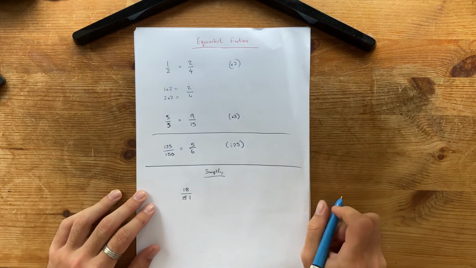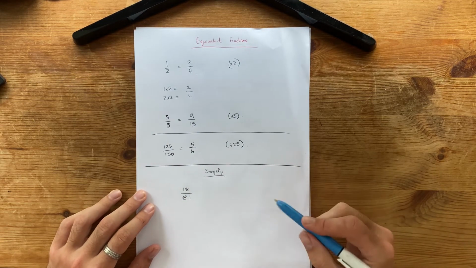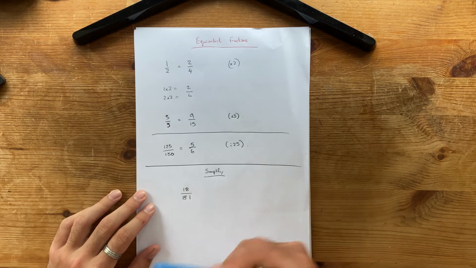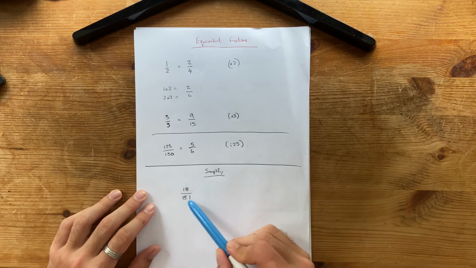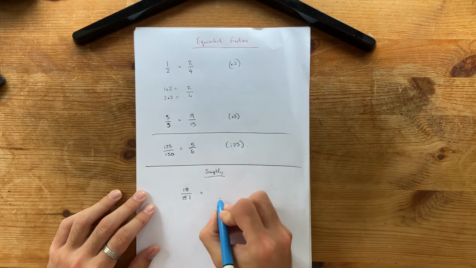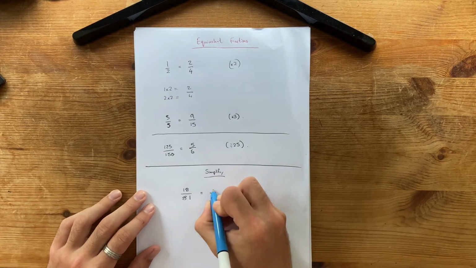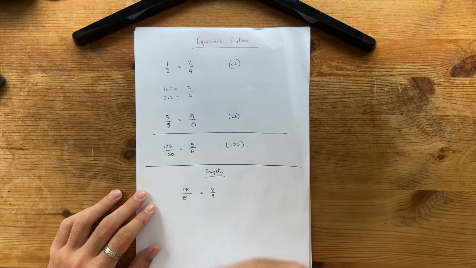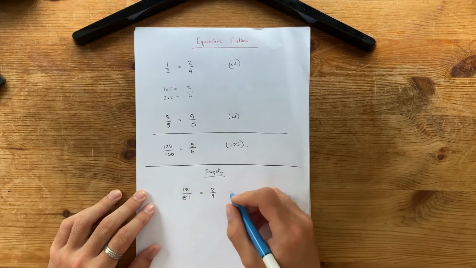you don't just leave it like that, unless you can't do anything else with it. I always like to check numbers. Can you divide numbers in? And I can see straight away that 9 goes into both of these numbers. So 9 into 81 goes 9 times, and 9 into 18 goes twice. So you get 2/9. Now we don't go any further. We've got to the end.